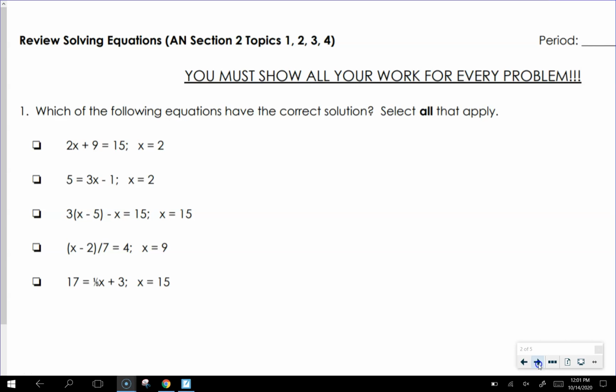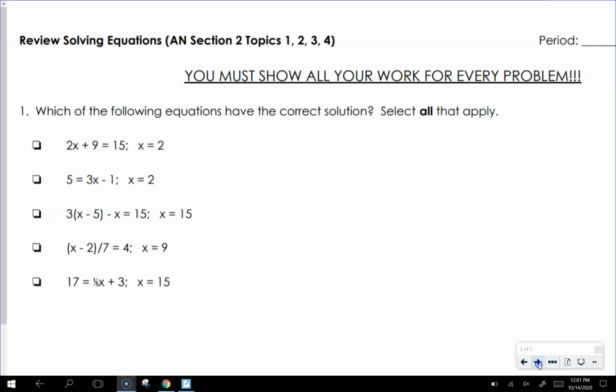Okay, which of the following equations have the correct solution? Select all that apply. So this goes back to our, I think, topic 1 with the true false statements. So we're going to check off the boxes if they're true. They give me an equation, they give me a value for x. If I plug it in, do I get a true statement? All right, that is what it wants me to do.